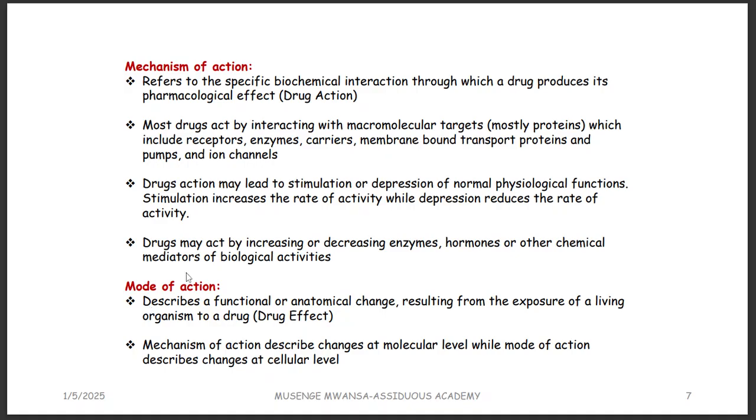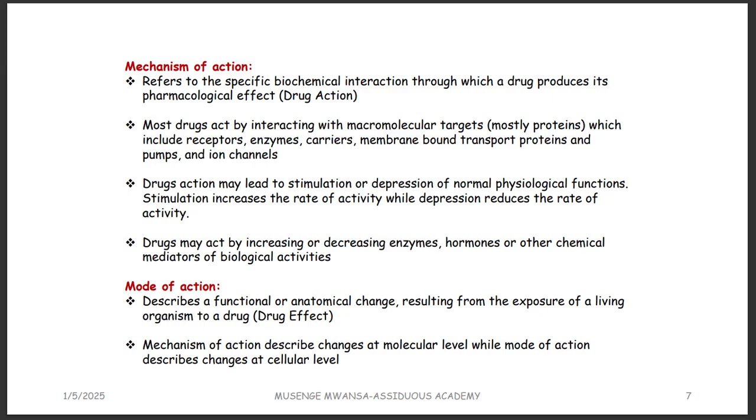But mode of action is the functional or anatomical change resulting from the exposure of the organism to a drug. Like what is going to happen to the structure or to the function of that organism after you give a drug. Some of the organisms will die. That is a mode of action, killing. Others will stop growing. That is a mode of action.